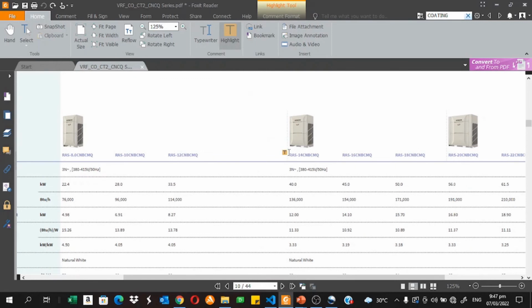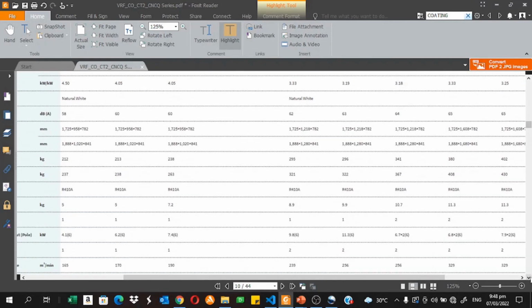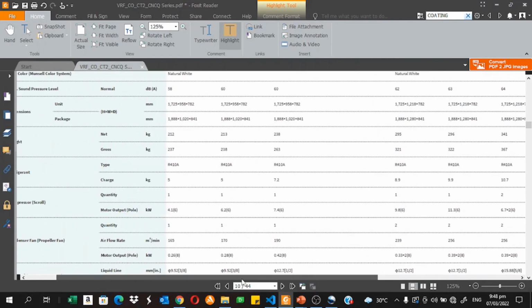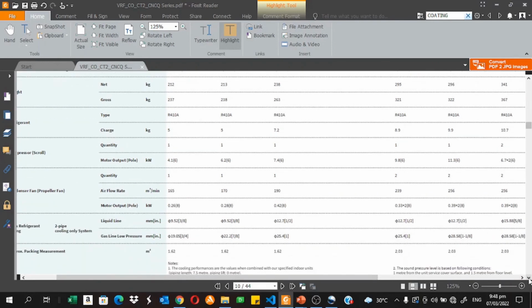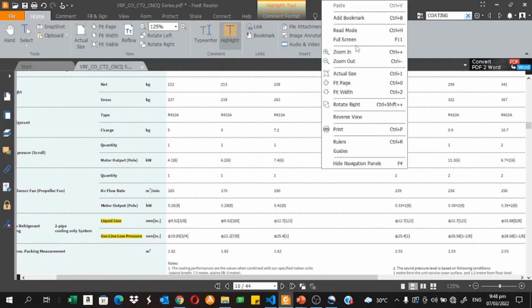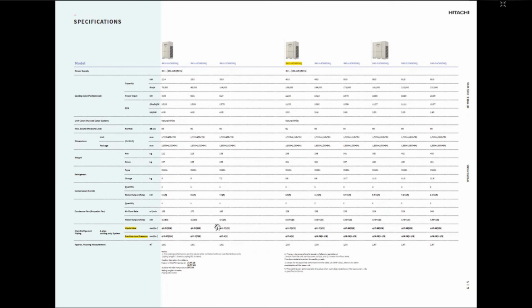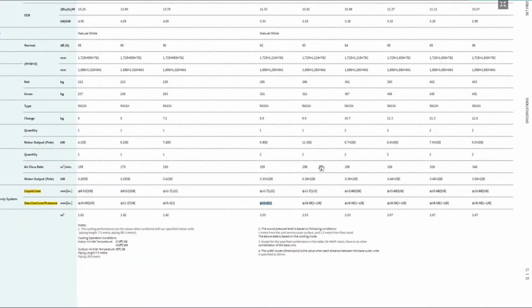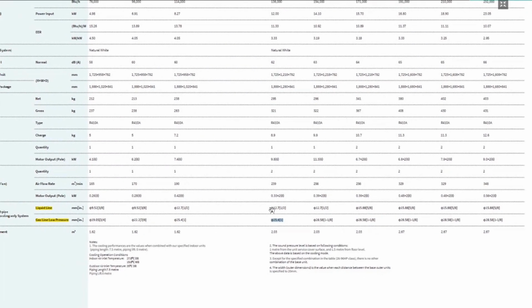I'll zoom in properly so that you can see it clearly. So these are the outdoor units with a capacity of 14 HP. Let me scroll down to the place where the pipe sizes are. So this is where the liquid line is, and this is where the low pressure gas line is. Let me put this on full screen so that you can see it clearly.